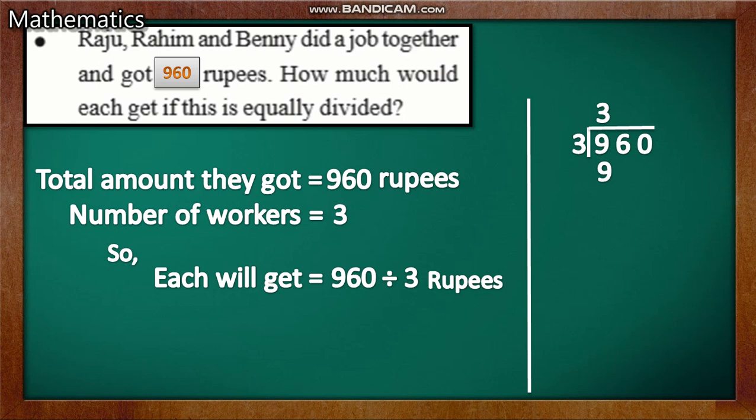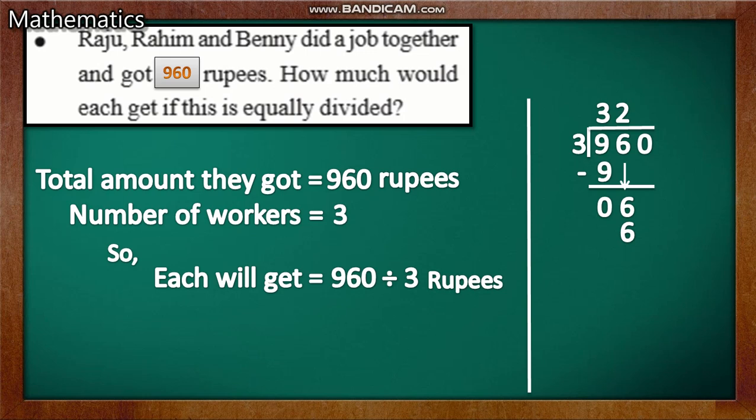Then next step, draw a line. Next step, subtract. 9 minus 9 equals 0. Next step, bring down that 6. I'm bringing down that 6. You may draw that line now. Then let's check how many 3's are in this 6. That is 2. 1 3 is 3, 2 3's are 6.